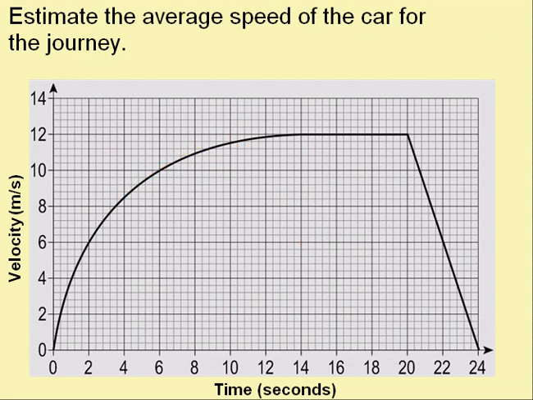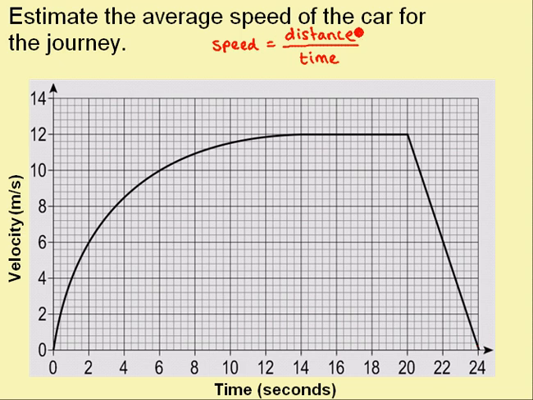Now we know how to find the acceleration at any point in the journey, and we know how to find the total distance travelled. But this question is asking me for the average speed. How am I going to work this out? Well, I know that speed is the distance divided by the time. I know that the time taken is 24 seconds because that's here.